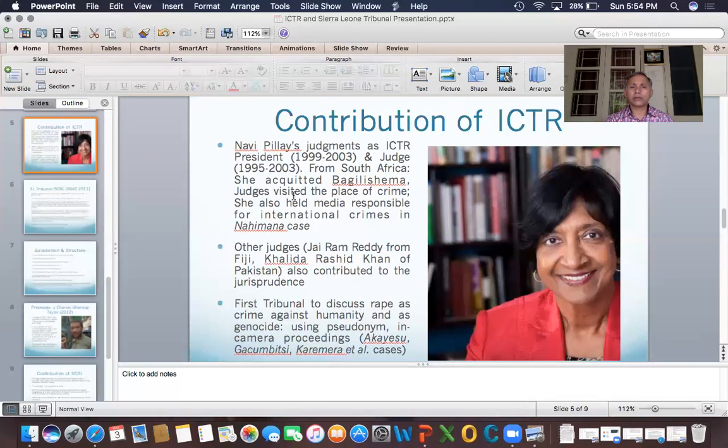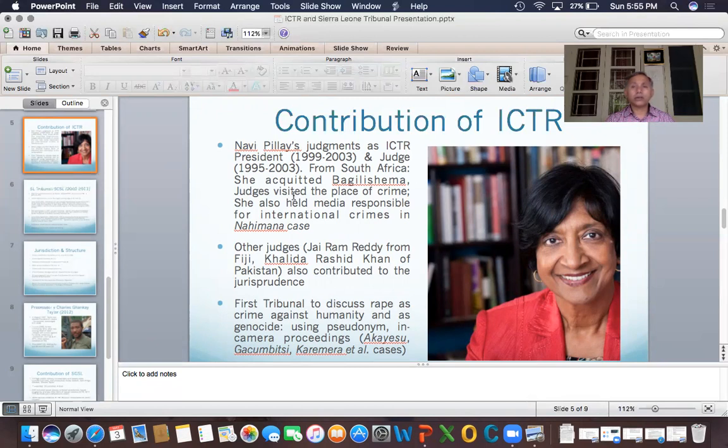These are the things which attracted me more, and on that basis I have selected some of the judges' contributions. For example, Navanethem Pillai. Look at her, she is there on the slide. She was ICTR president for 5 years, and a judge for 8 years, a judge from South Africa, but she was there in ICTR, and she had the courage to acquit one of the accused, Bagilishema, and she was the judge when the ICTR judges visited the place of crime.